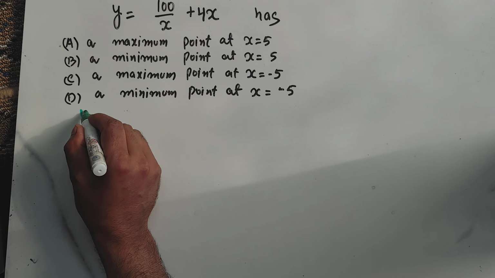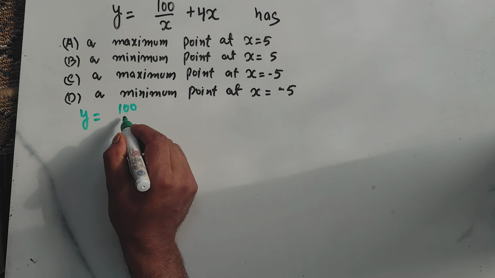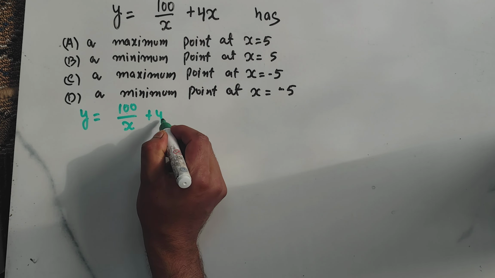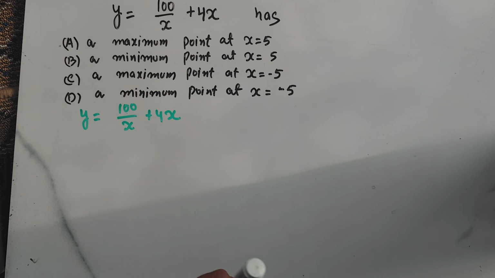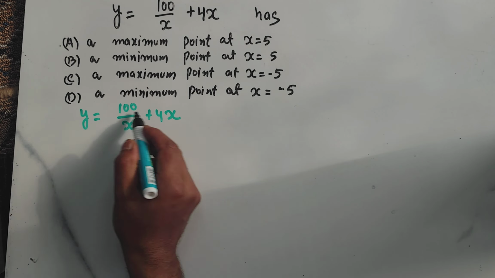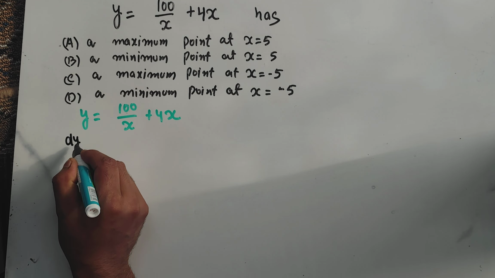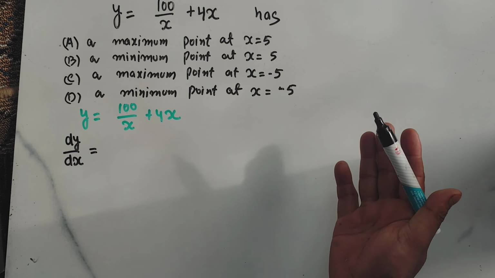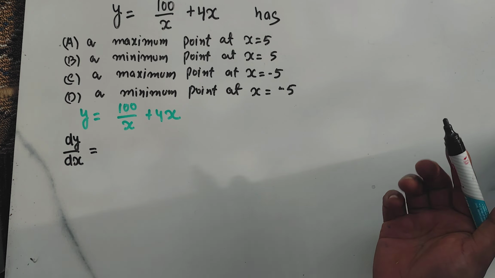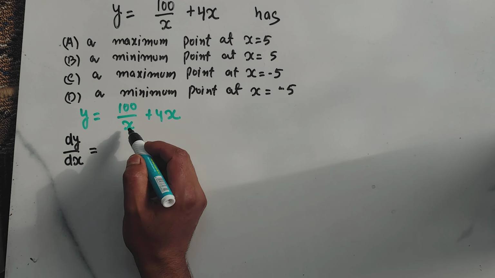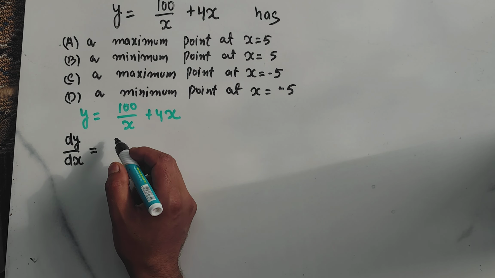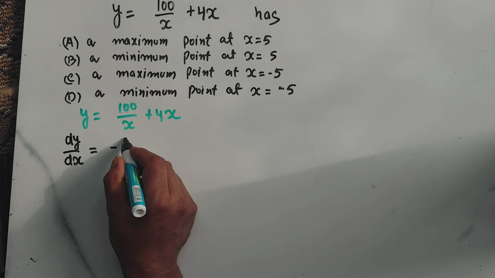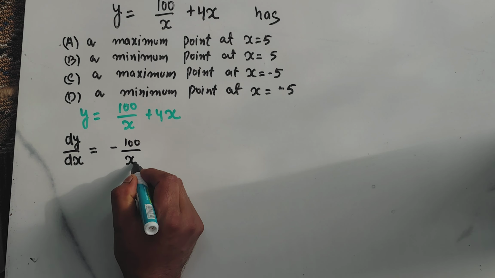So we have the function y is equal to 100 upon x plus 4x. Now, first thing first, to find out the maximum point or minimum point, we take the first derivative. So let's take the derivative of this function, that is dy upon dx, and we set it equal to 0, because the first derivative gives us the slope of the function where the slope is equal to 0. Now the derivative of 100 upon x becomes negative 100 upon x square.